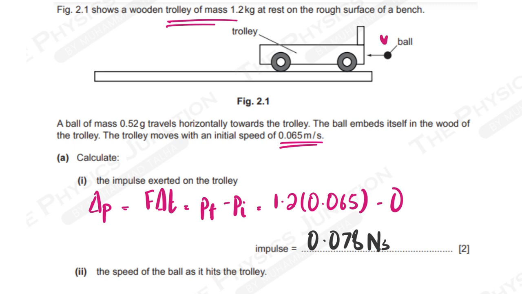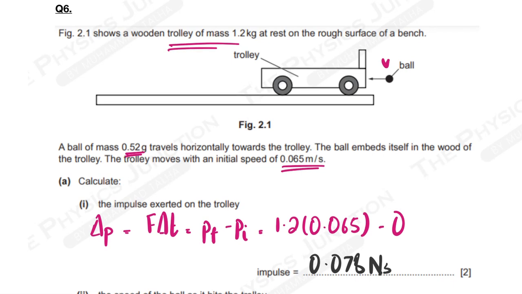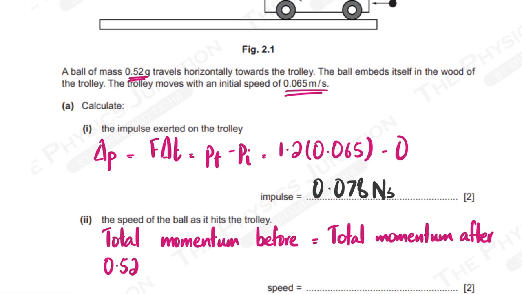We need to find the speed of the ball before, and this is the trolley, and then the ball embeds itself in the trolley and then they move off together. So I would use this, that total initial momentum equals total final momentum. So total momentum before collision equals total momentum after. So this is the ball which has a mass of 0.52 grams. So this is 0.52, and if I look at the other one it is in kg, so I will need to convert any one of them. Let's say I choose to convert the grams to kg. So 0.52 over 1000 multiplied by its speed, this is what I need to find.